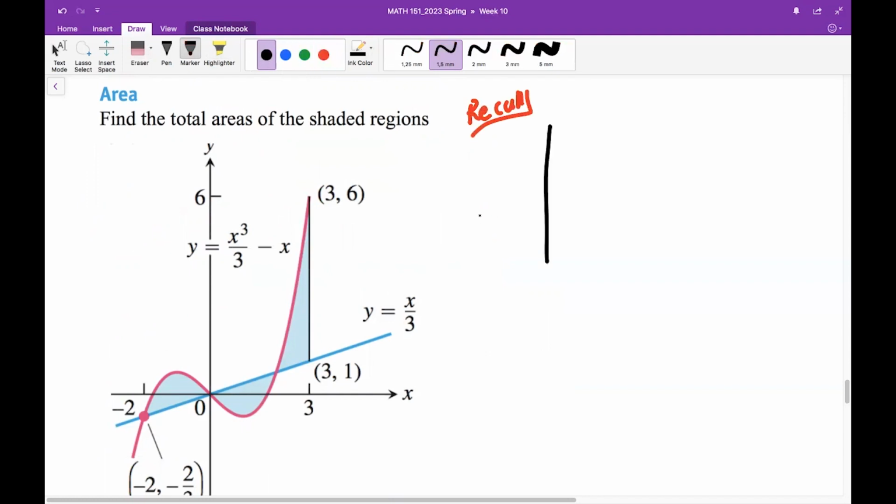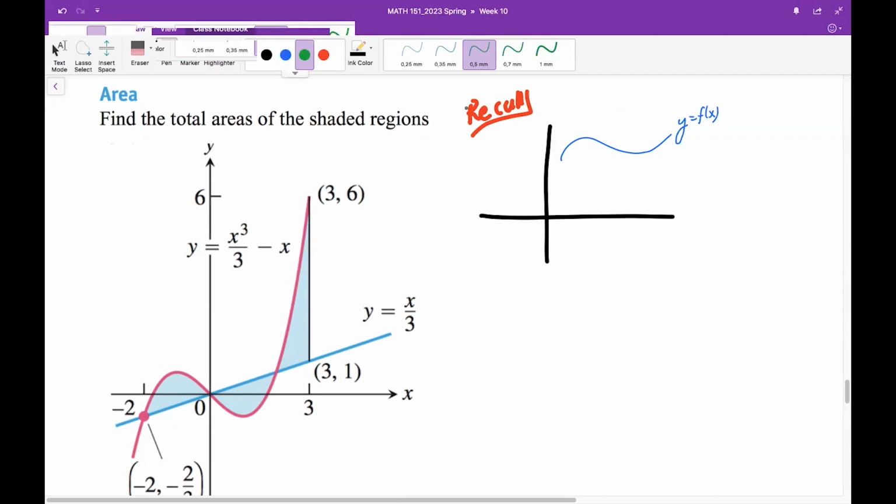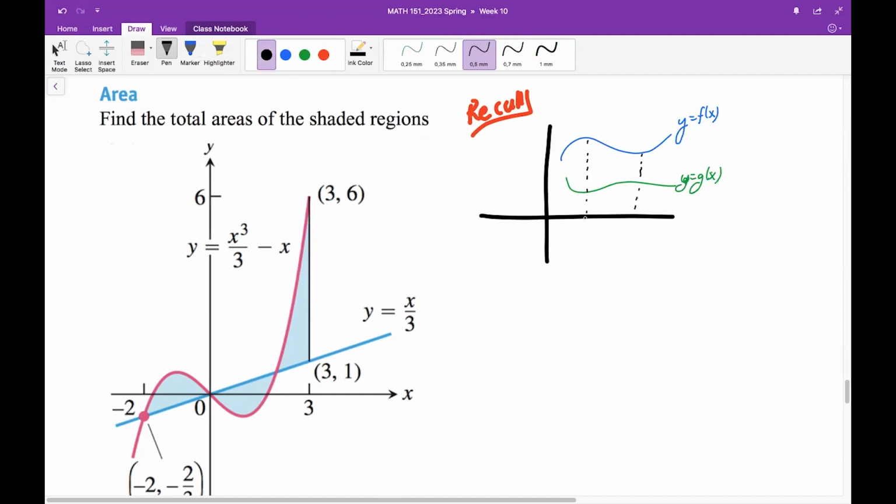Okay, so how do we compute areas between curves? Let's draw two different curves here. Let's say this is y equals f of x, and let's say this is y equals g of x. And I want to compute the area between these two curves over the interval a to b. So I want to compute this shaded area.